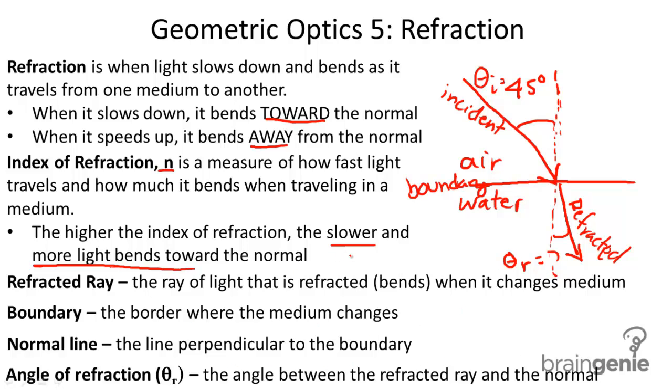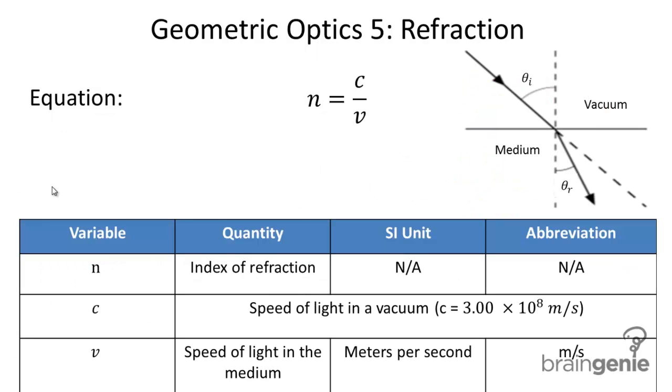Now let's look at two different equations. Our first equation relates the index of refraction with the speed of light. So let's say I have an incident ray in a vacuum, and then it changes medium and enters a different medium. N is my index of refraction for that medium. So this has some value of N.